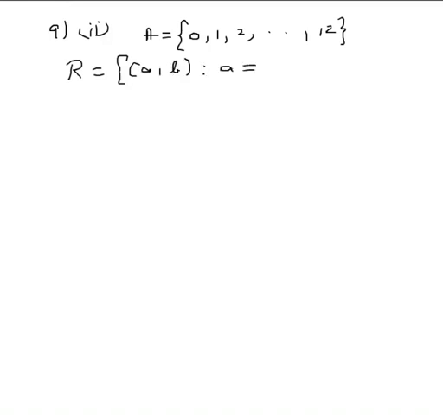Now the second subdivision. The given set A has integers from 0 to 12. And the relation R is defined as set of all (a, b) such that a is equal to b. This is an easy question. Let us prove that it is reflexive. So a is equal to a we know. Therefore, I can say that (a, a) belongs to the relation R for every a belonging to the given set A. Therefore, R is reflexive.